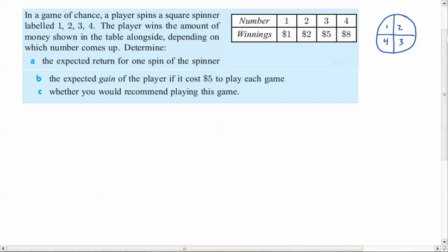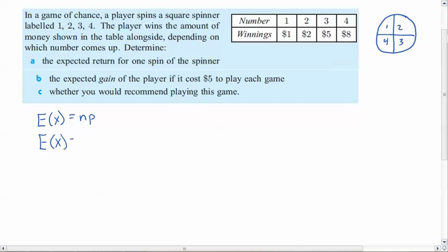First, we're going to determine the expected return for one spin of the spinner. Now, we actually have 2 equations for the expected value. One of them is the one that we're most familiar with: the expected value is equal to the number of times that we do something times its probability. Now, this one's not really helpful because we're only doing it once. So we're going to have to use another equation, which is this one right here.